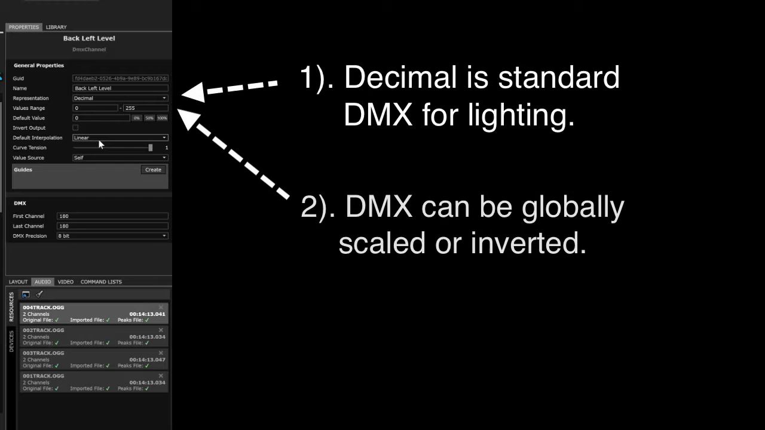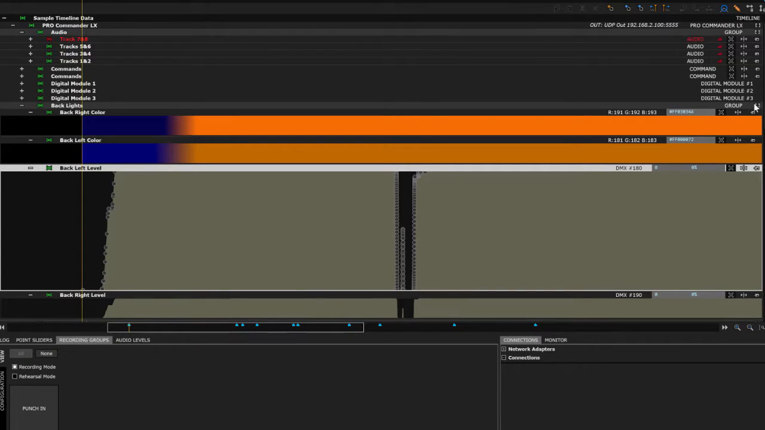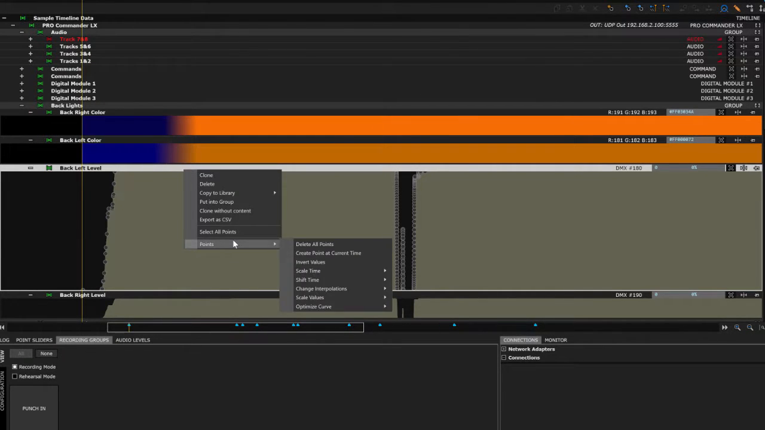I've set my default interpretation to a linear. This is probably due to the recording, and the value source is set to self. This will tell me that what I need to know about this channel is right here on the track. So I'm going to play my show and see what I need to edit. Just like an analog channel, I have the ability to edit these as point or analog data.